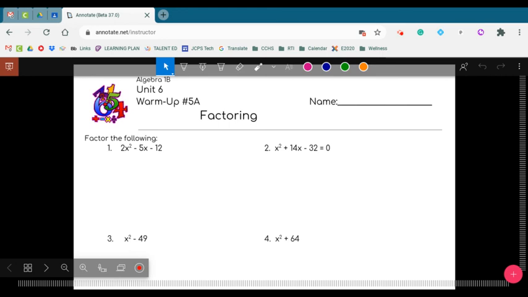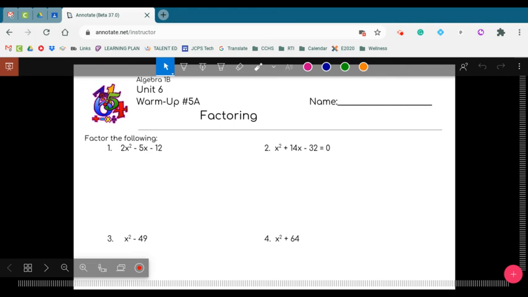Okay, so this is our warm-up for today. It's just a longer warm-up over different types of factoring. So this will go over factoring out just a GCF, factoring out when A is 1, and then factoring out when A is not 1. And then we will also go over our word problem.